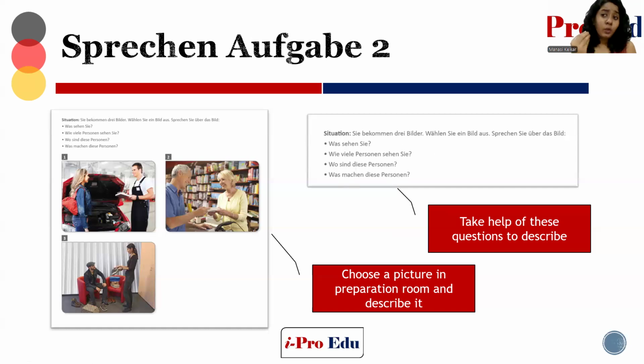You can also talk about what clothes they are wearing, what color clothes they are wearing, and how they look. Do they look happy? Do they look sad? What roles are they playing? Are they playing the role of Kunde, customer, Verkäufer, seller, or any role that you see them playing? You have to make sure that you mention it. That is just about your picture description. That was your Sprechenaufgabe 2. Now let's go on to Sprechenaufgabe 3.